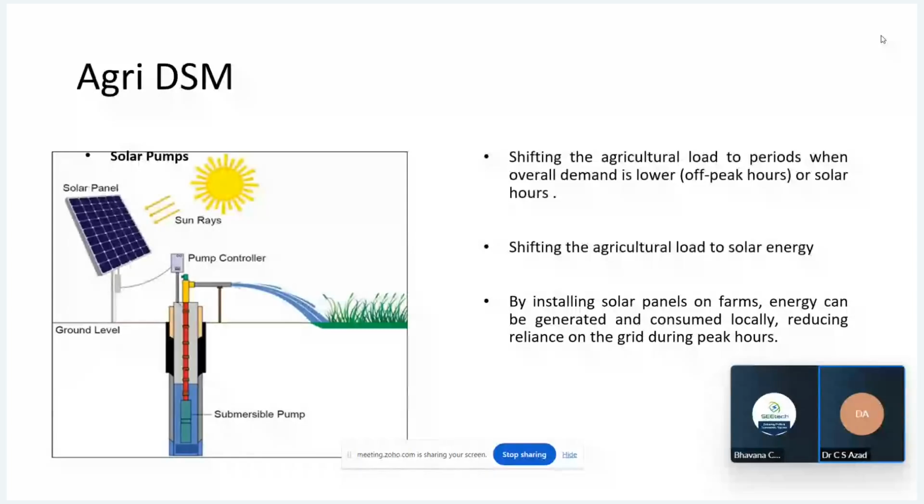By installing solar panels on farms, energy can be generated and consumed locally, reducing reliance on the grid during peak hours. There may be some small panels also that can directly run the agriculture pumps. And these solar-run pumps are very popular in a few of the states. In all these three ways, we can reduce the demand of agriculture consumers on the grid.